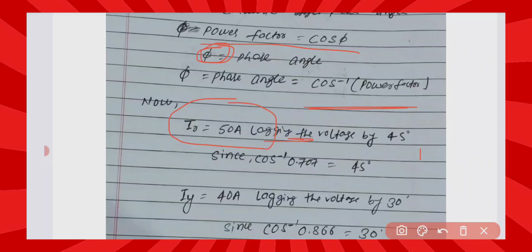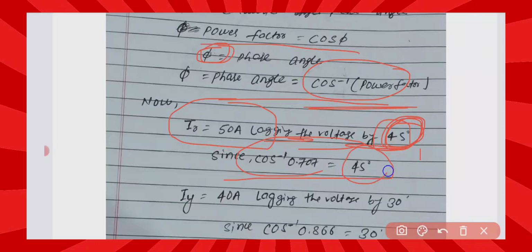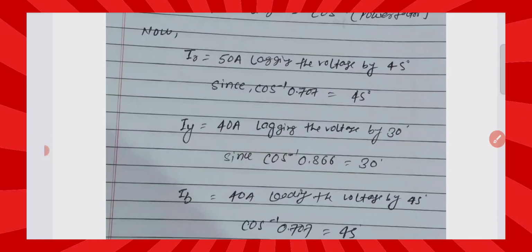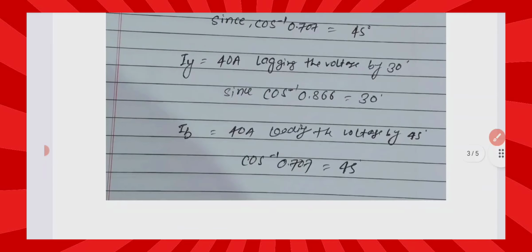IR is given in lagging mode. So here the current IR lags the voltage by 45 degree. This 45 degree is the phase angle. We can calculate it using the formula cos inverse power factor. Power factor is given, so when we use this formula, we get phase angle 45 degree. Similarly, for the yellow wire the phase angle is 30 degree. Similarly, for the blue wire we have phase angle 45 degree. Now we have calculated the phase angle of all 3 wires.